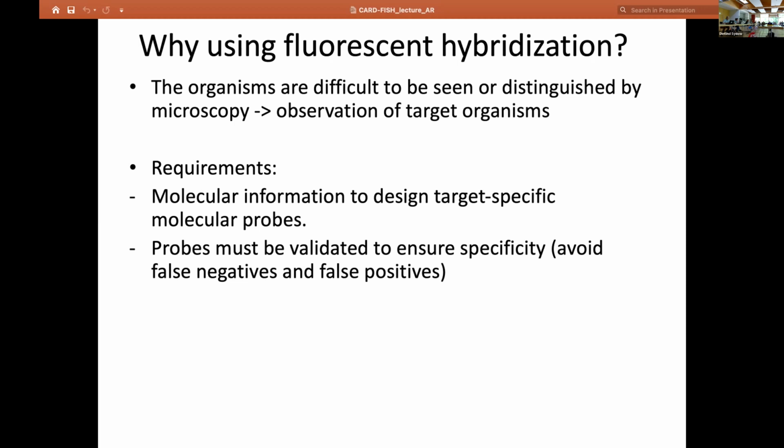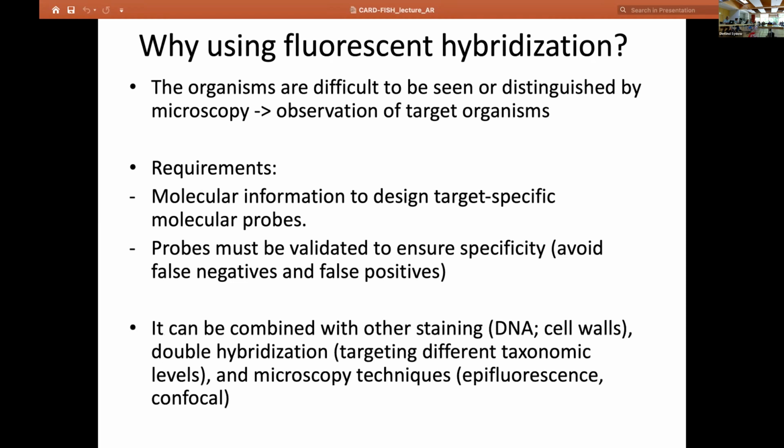If we have a probe that has been published and used many times, it has already been validated, but the perfect world doesn't exist. And then we usually have to design the probe, validate it, make all the trials, and it's really laborious work to ensure that it's working how we need it to.